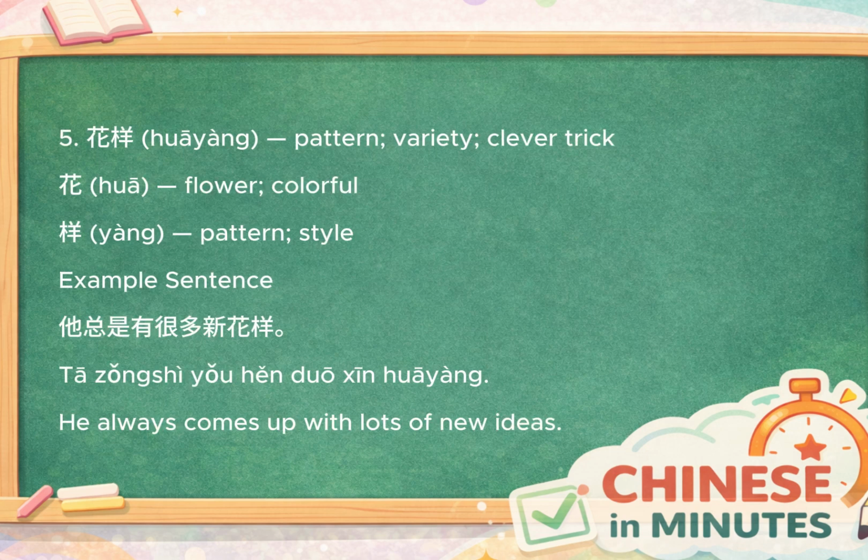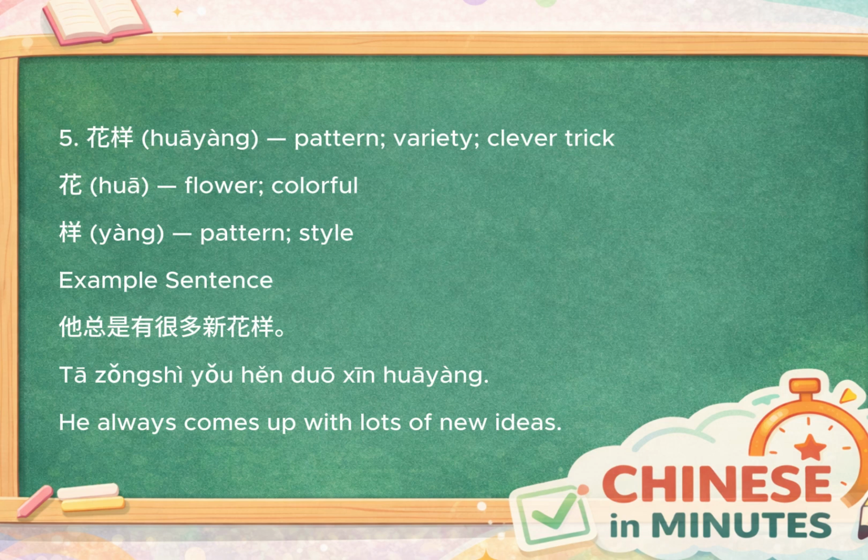Our fifth word is 花样. It means pattern, variety, or even clever trick, depending on the context. 花 means flower or colorful, and 样 means pattern. Literally, it's flower pattern. Originally, the word referred to decorative designs, but over time, it also came to describe creative ideas, different styles, and even clever tricks.